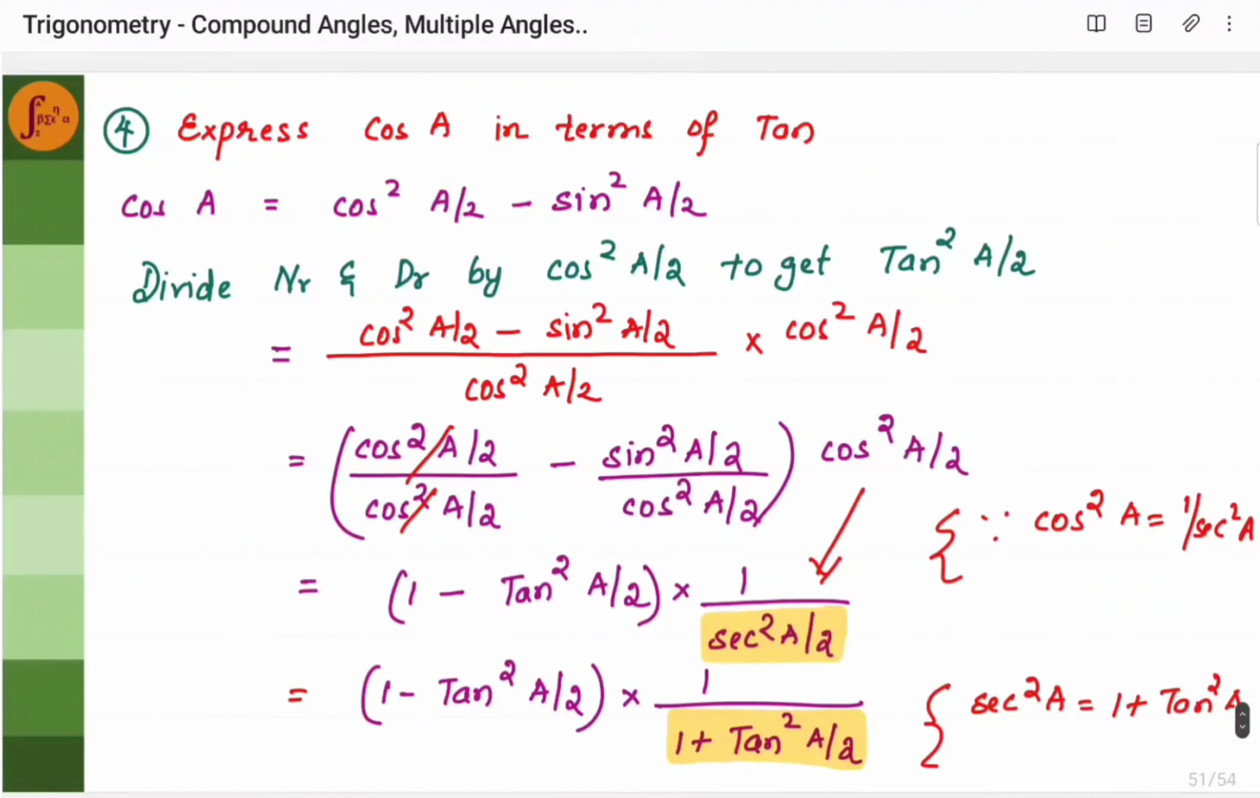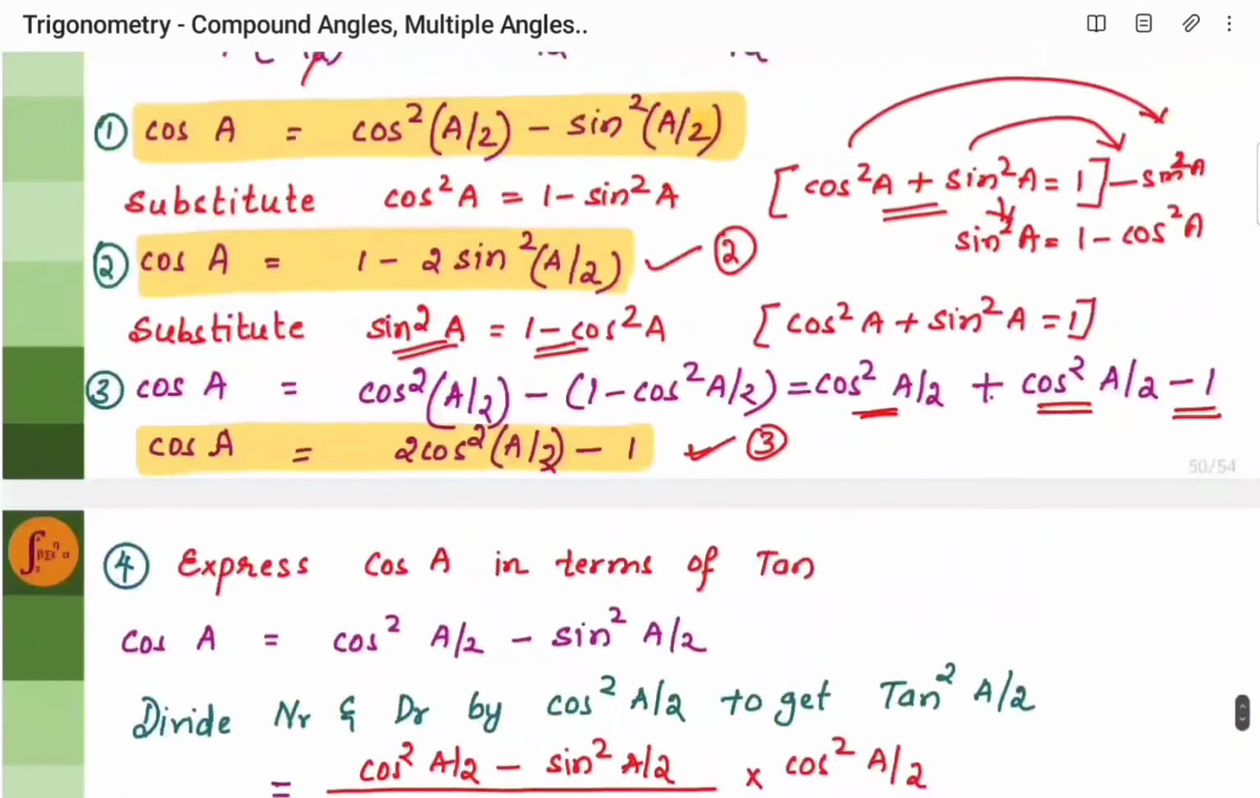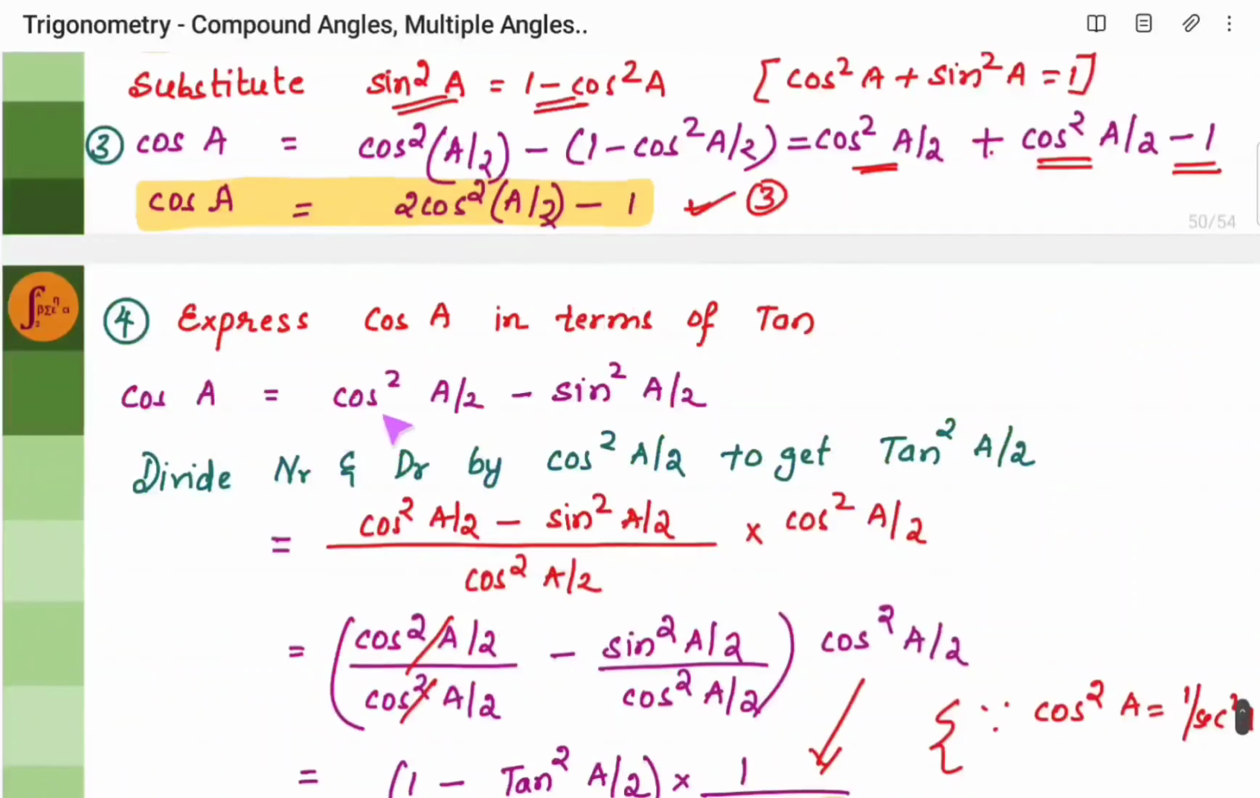Now, fourth formula. You remember, for sine a, we got it in terms of tan. Now, we want to get cos a also in terms of tan. That is, the entire formula should be in terms of tan. So, we'll start with this first formula. What did we get here? Cos a is cos square a by 2 minus sine square a by 2.